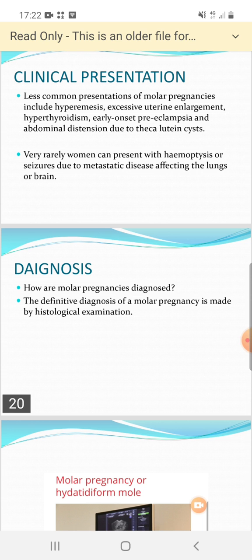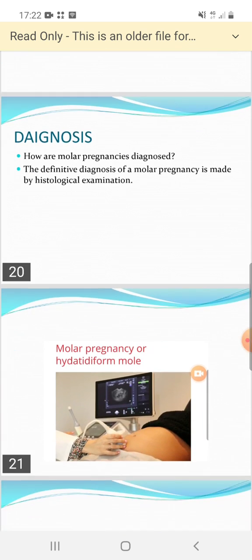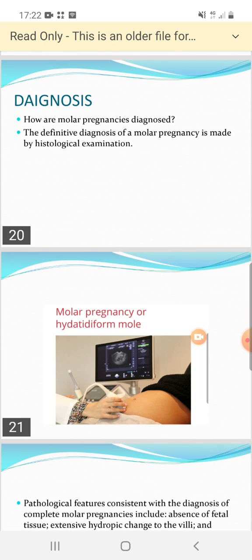How is molar pregnancy diagnosed? The definitive diagnosis is made on histological examination. However, we can do pre-evacuation diagnosis by beta HCG.